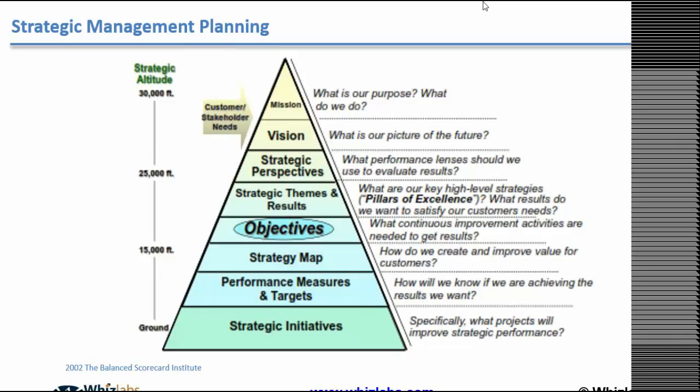Strategic themes and results. That is, what's the main focus driving our results? What are those pillars of excellence? Okay. The next thing is objectives and maps. In other words, what are the key strategic components connected that tell a cause and effect value creation story? Okay. What are those? Performance measures and targets captures whether or not the organization is performing at the desired level or not.